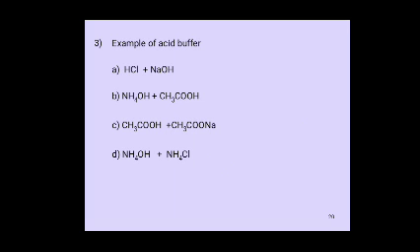HCl and NaOH: HCl is a strong acid and NaOH is a strong base, so it is wrong. NH4OH is a weak base and CH3COOH is a weak acid; weak base and weak acid, it is also wrong. CH3COOH, a weak acid, plus CH3COONa, its salt with a strong base. So the answer is C. NH4OH plus NH4Cl is a weak base and its salt with a strong acid, a basic buffer.